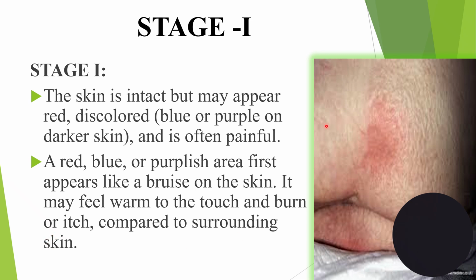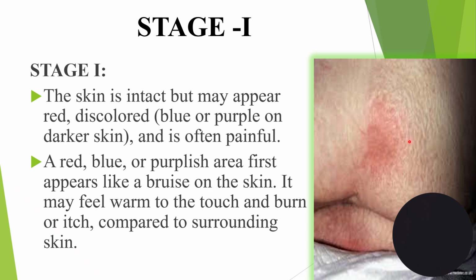So you can see here, this is a stage 1 decubitus ulcer. Here the skin is intact, there is no breakdown of the skin. There is a red discoloration. If you touch it, it feels warm, there is a burning sensation for the person, and it itches compared to the other skin. So this skin is normal and this skin is reddish.